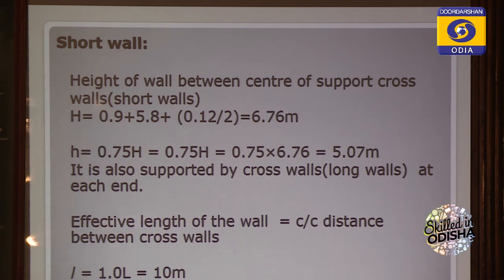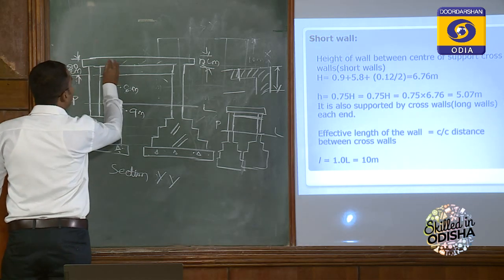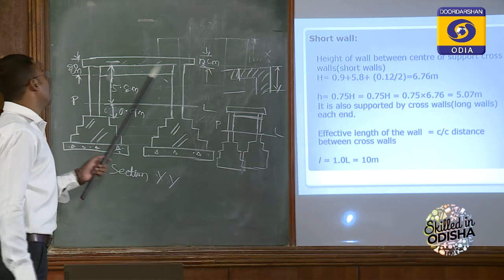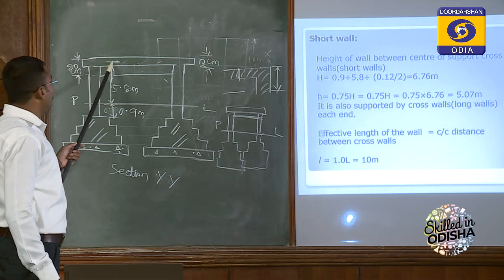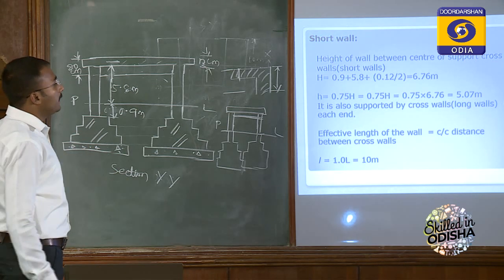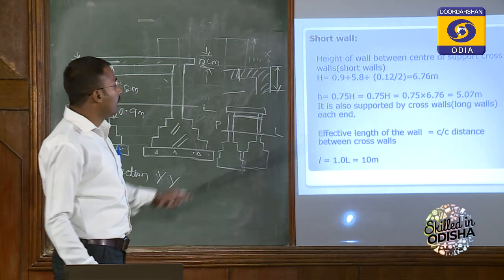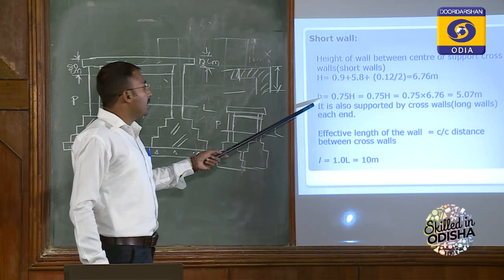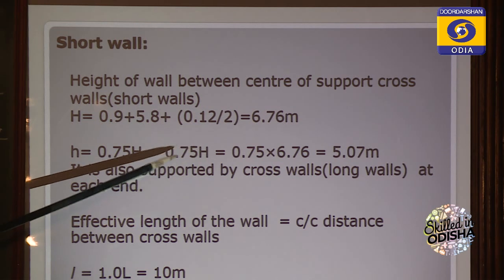0.9 plus 5.8 plus 0.12 by 2. That means from the center we have to calculate the height. The total is 0.12, and from the center it will be 0.12 by 2. So 0.9 plus 5.8 plus 0.12 by 2, and the result is coming 6.76 meter. So in this case, from the table we have calculated the h, that is 0.75 of the total height, and 0.75 times 6.76 is coming 5.07 meter.